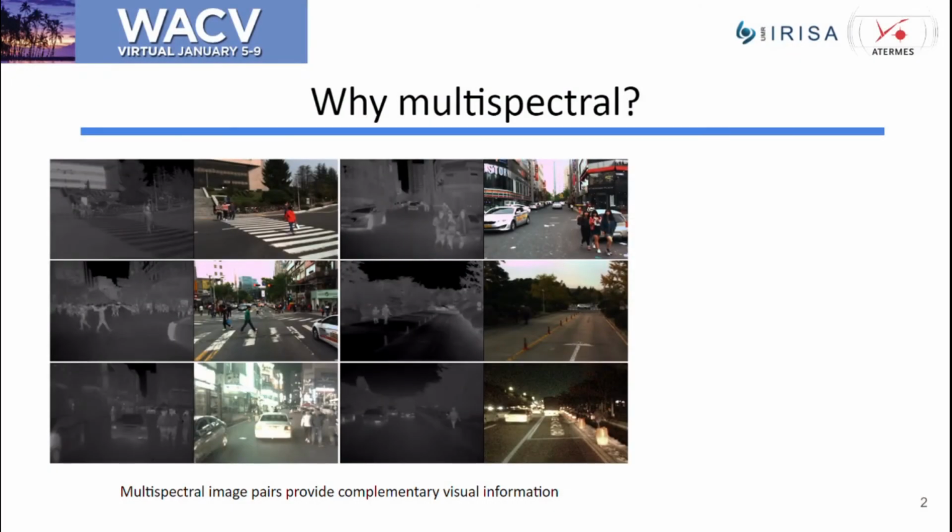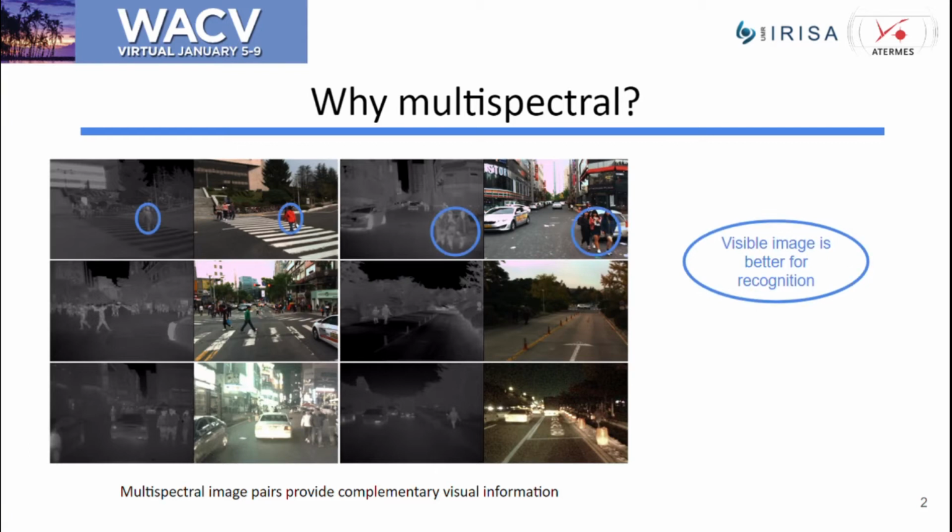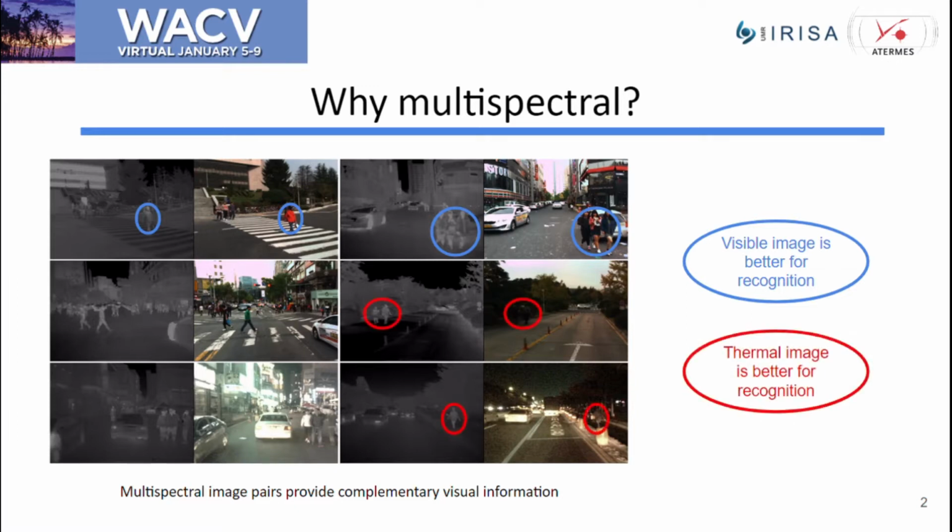Why do we need multispectral images for pedestrian detection? Thermal and visible cameras have different imaging characteristics under different conditions. For example, visible cameras provide precise visual details such as color and texture in a well-lit environment, while thermal cameras are sensitive to temperature changes, which is extremely useful for nighttime or shadow detection. Thus, multispectral image pairs provide complementary visual information, making pedestrian detection systems more robust and reliable.